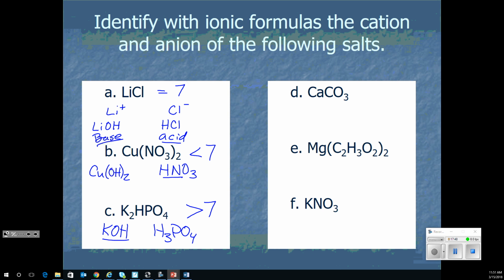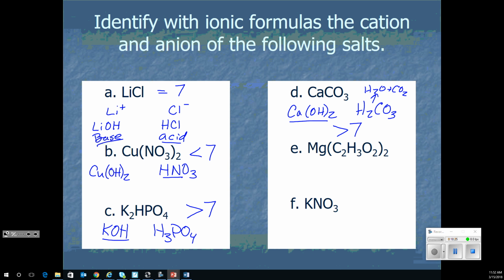Okay, let's look at the next one. What base am I going to get? Calcium hydroxide. What acid am I going to get? Carbonic acid, which really, water and CO2 if I go backwards. Okay, so are either one of these strong? Calcium hydroxide is a strong base, so this one is going to be a pH above 7, right?